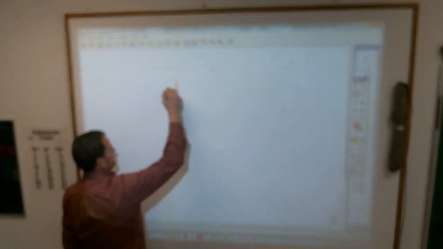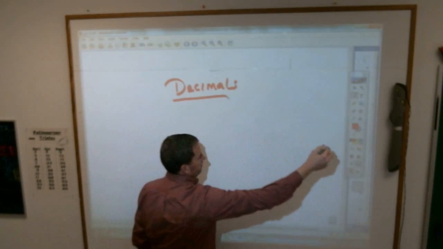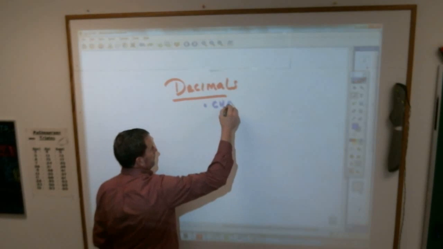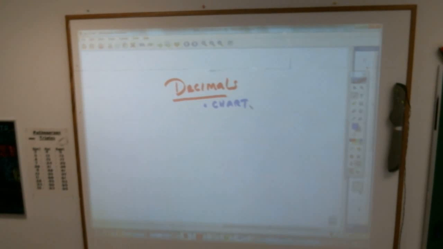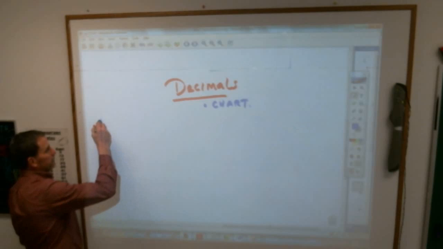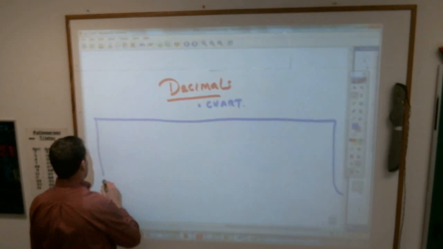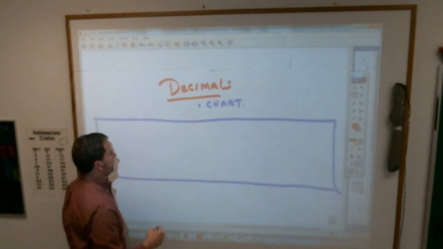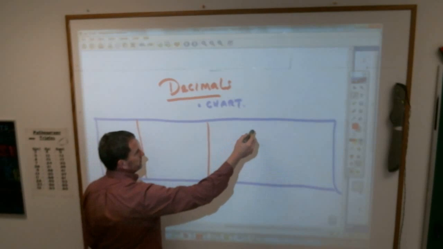Right on top, it's under decimals. And basically, it calls it a decimals chart. If you look, please open your books and look at page 277. Because you do different things with decimals, it's a good idea to jot down in one central location what the different things are that you do when you add, subtract, multiply, and divide.